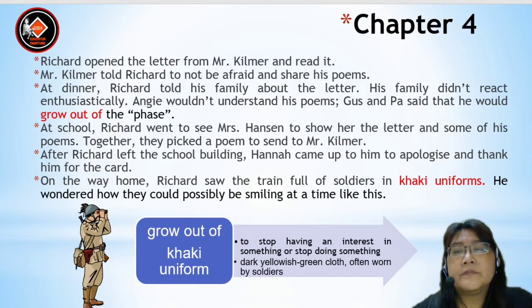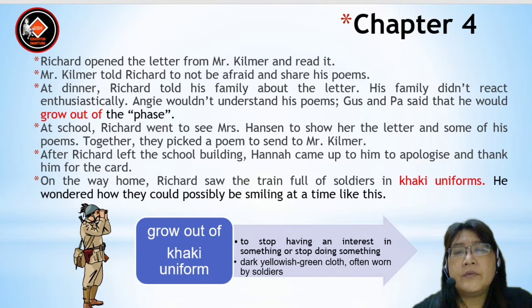Chapter 4. Richard opened a letter from Mr. Kilmer and read it. Mr. Kilmer told Richard to not be afraid and share his poems. At dinner, Richard told his family about the letter. His family didn't react enthusiastically. Angie wouldn't understand his poems. Gus and Pa said that he would grow out of the phase.